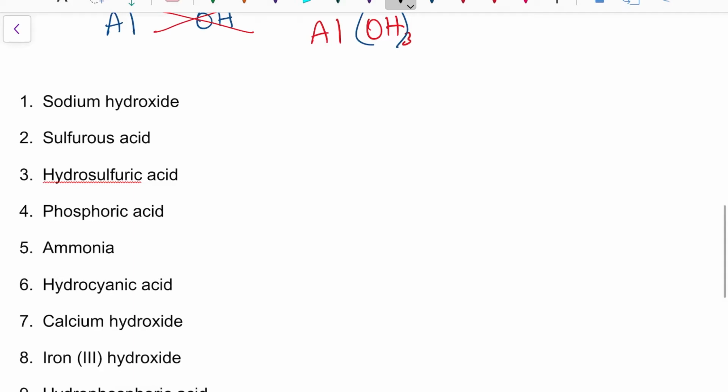All right, let's look at these answers. Sodium hydroxide, that's a base, so I'm just going to do Na+1, OH-1, which is NaOH. Done.